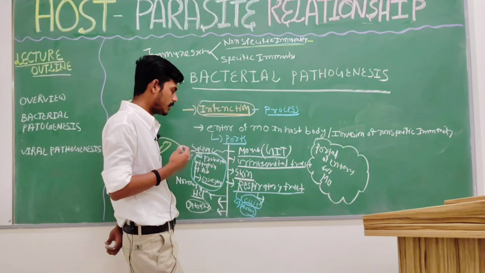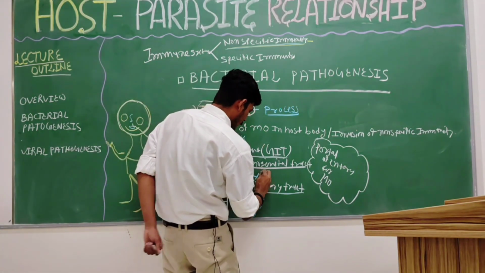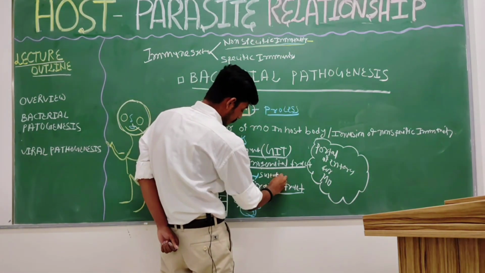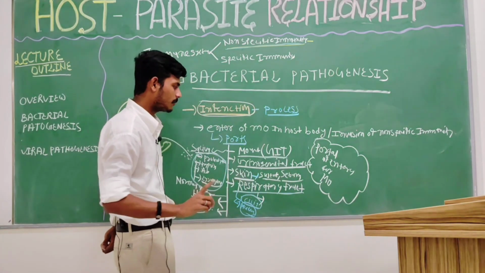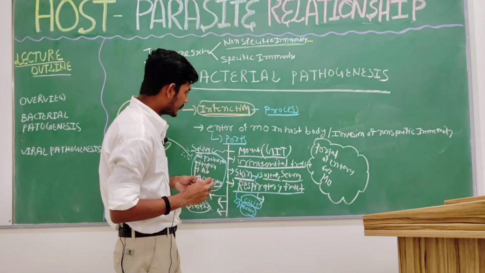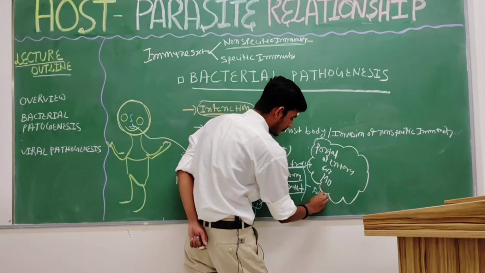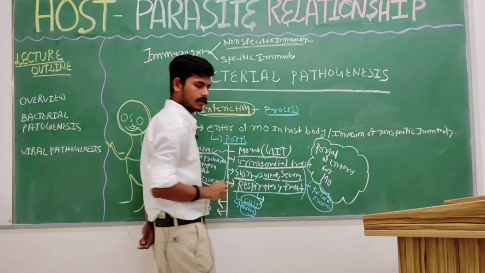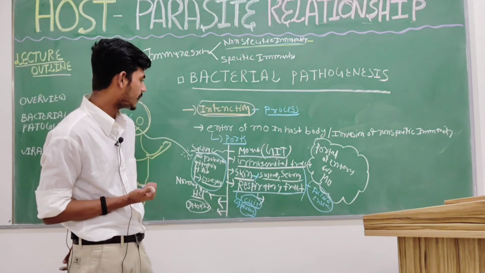Now about the skin, you have the sweat. Sweat is also acidic. Apart from the sweat, there is the sebum. These things do not allow the bacteria to grow. And the urinogenital tract is basically an acidic environment. The acidic environment also does not allow the bacteria to grow.